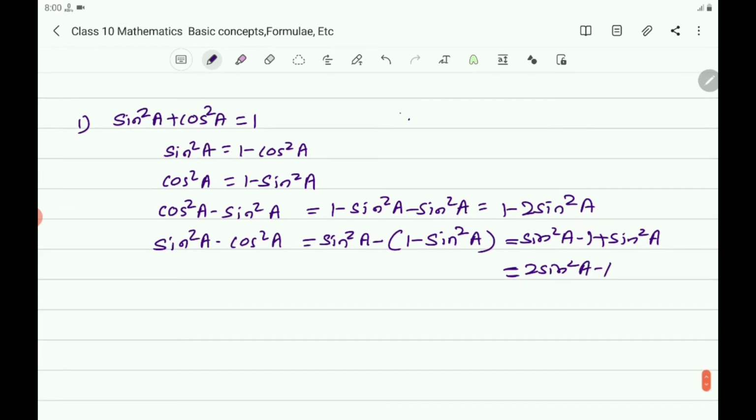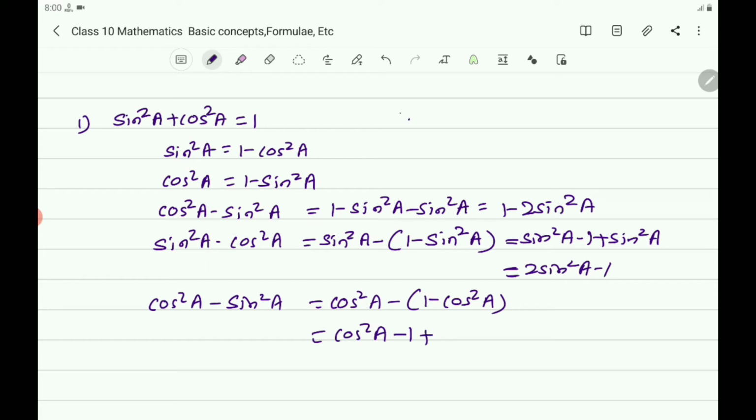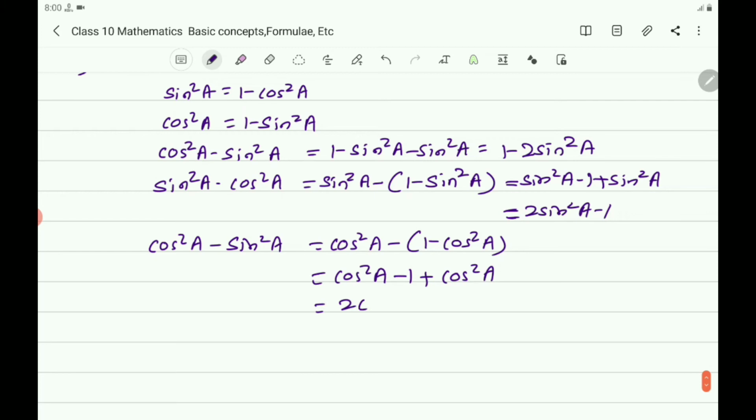And also you can take this relation as cos square A minus sin square A. That is, you can keep cos square A as it is, minus sin square A, which is 1 minus cos square A, that becomes cos square A minus 1 plus cos square A. So you will get 2 cos square A minus 1.